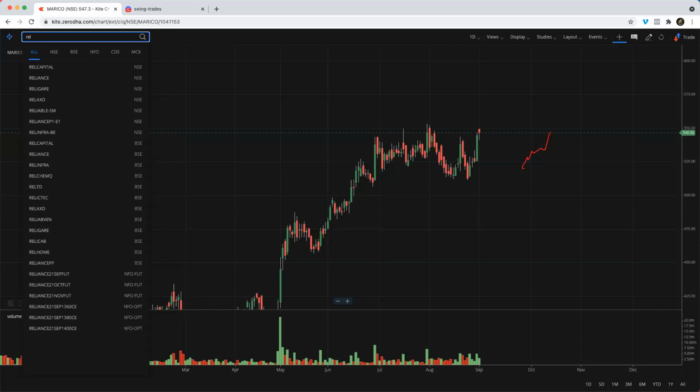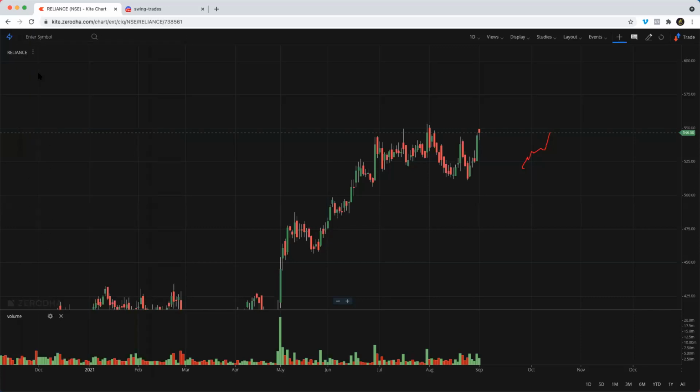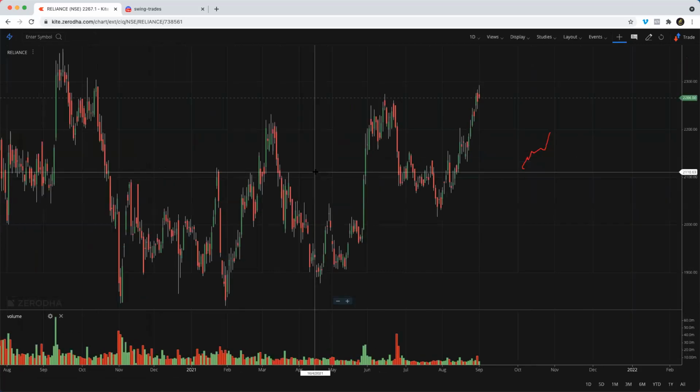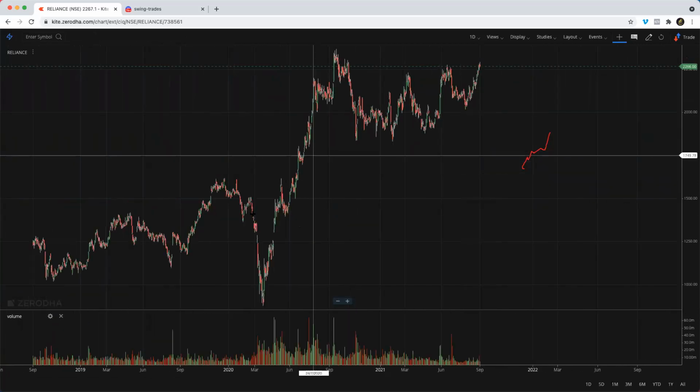So, which is the stock that gives more movement? Naturally, Reliance is the one that is moving crazy. Reliance has been picking up pretty much, really bullish. For quite some time, Reliance has been pretty much bullish.